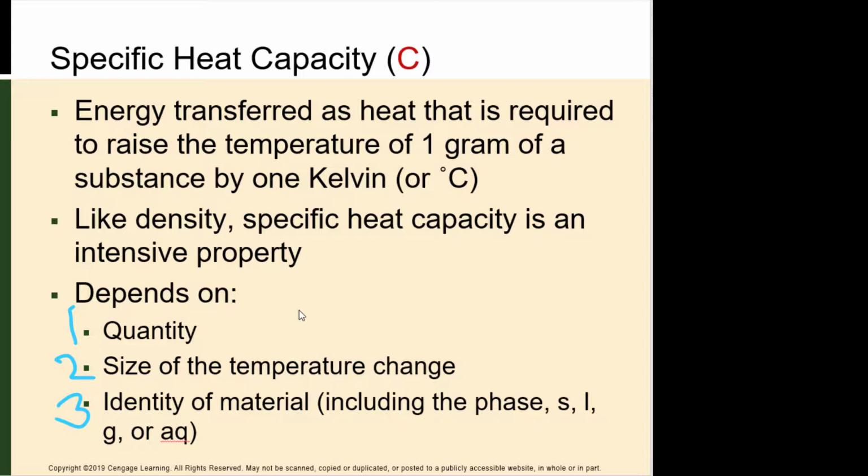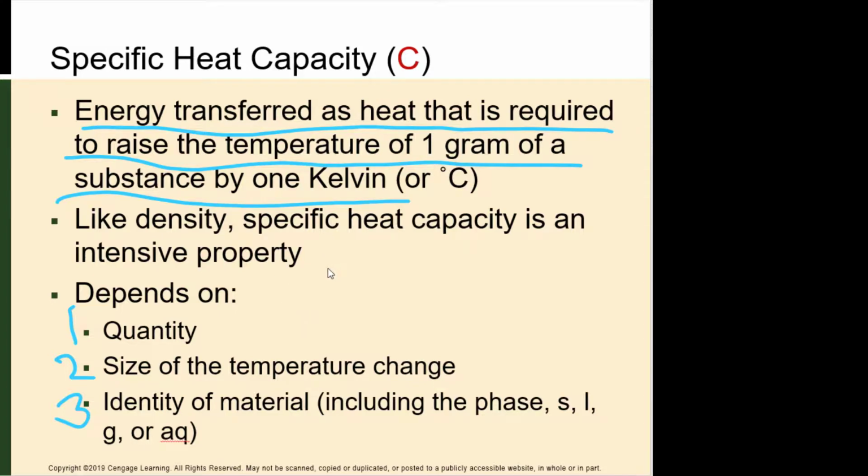To mathematically relate the quantity of energy transferred to the quantity of material and the temperature change, we use the specific heat capacity. That's defined as the energy transferred as heat required to raise the temperature of 1 gram of a substance by 1 Kelvin, or by 1 degree Celsius. We know that the change in 1 degree Celsius is equal to the change of 1 Kelvin. So we can say either or. Like density, specific heat capacity is an intensive property. I could have a small amount of water or a huge amount of water, but the specific heat is constant.